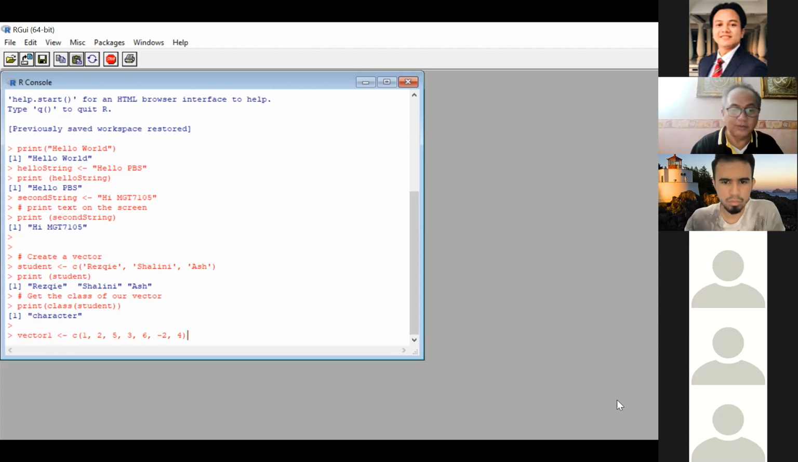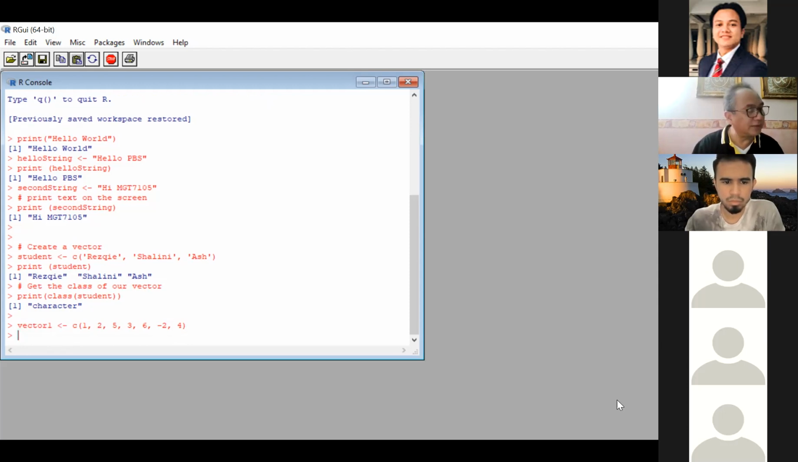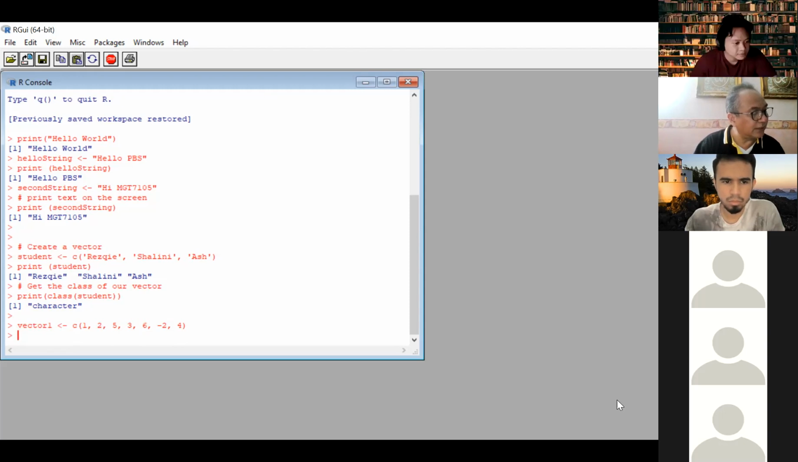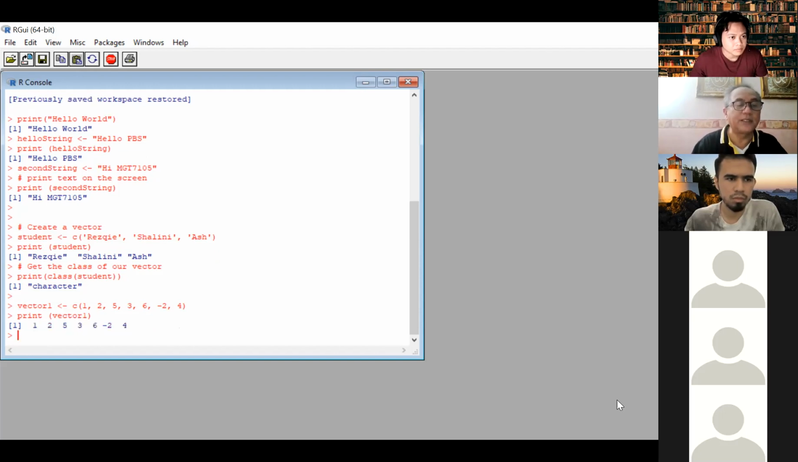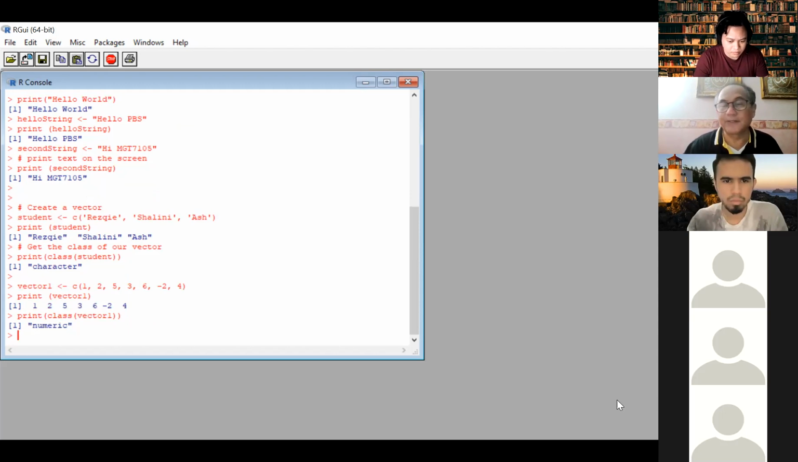You enter, and then you want to call print vector 1. So this is print vector 1. So you have 1, 2, 3 in there. But you want to know what is the class of this vector. You can print like you did above. Print the class of vector 1. The class is numeric.